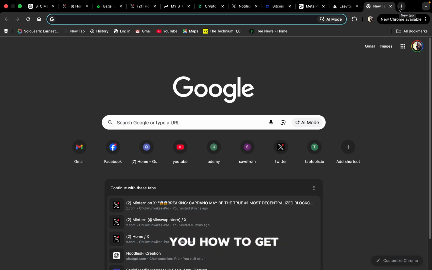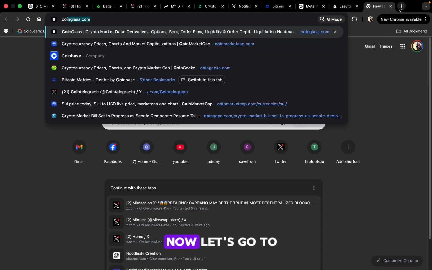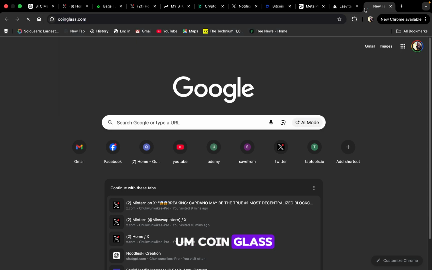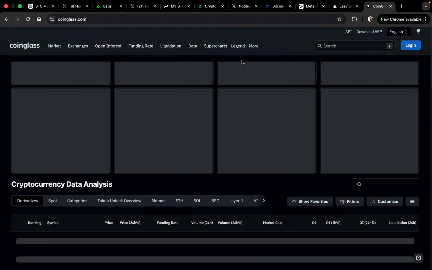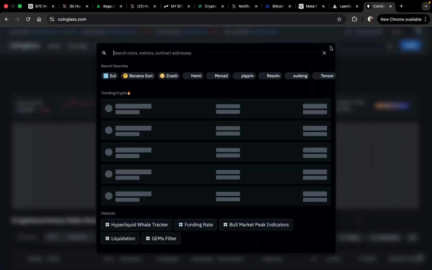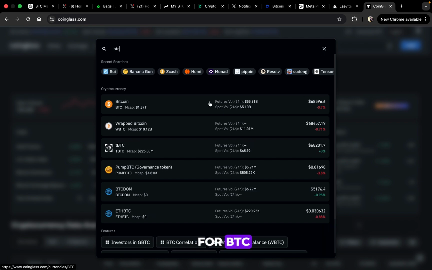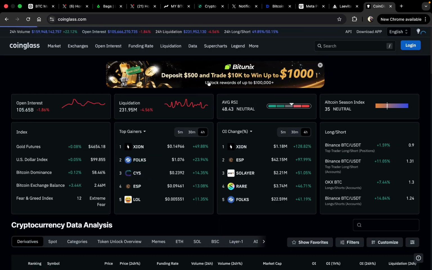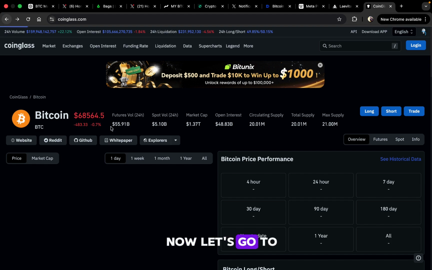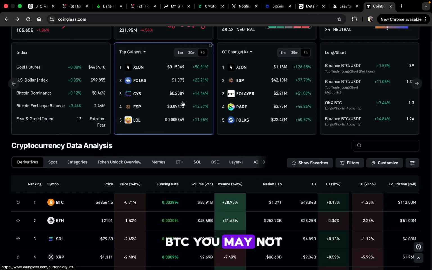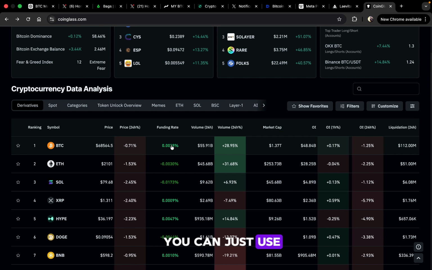Now let's go to CoinGlass. When you go to CoinGlass, search for BTC. You may not search for BTC there, you can just use the normal one here to look at the funding rate. Now if you look at the funding rate, 0.0028. Now I want you to know something very strongly.